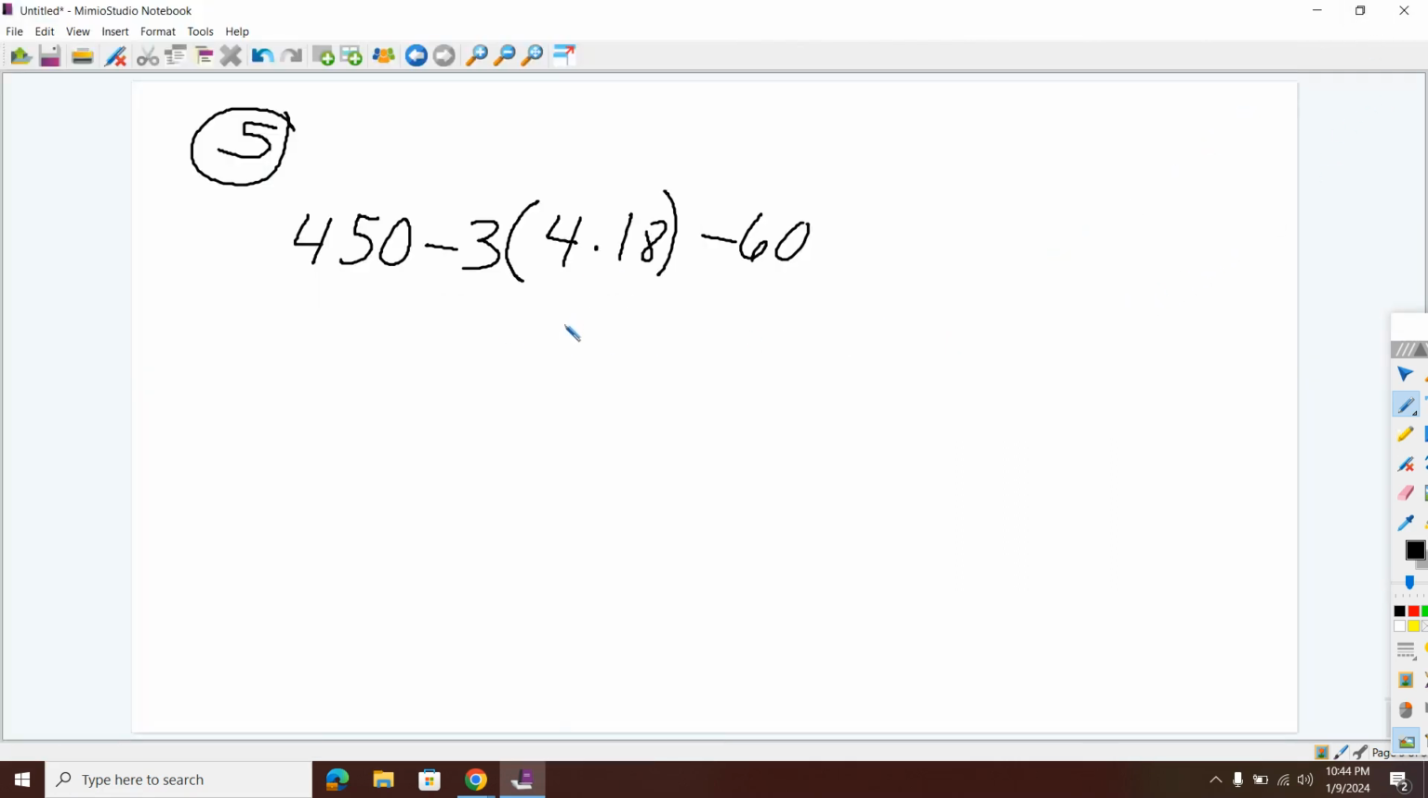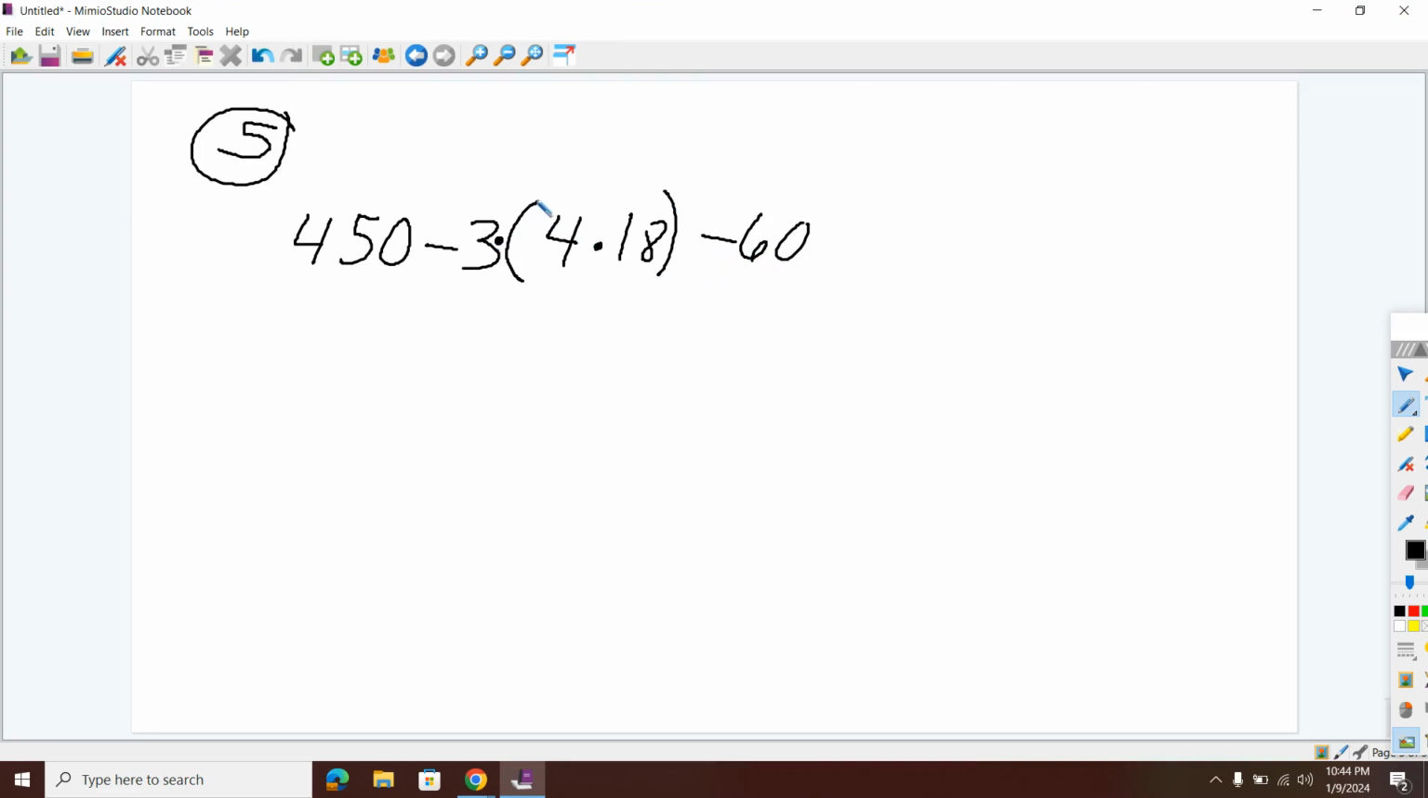That's the problem. Now here's the thing here. I need to remember that a number next to parentheses means times. So if I was you, I would already put a dot here. Because if you don't put a dot there, kids will get confused sometimes and forget that a number next to parentheses means times. Okay? So make sure that we put a dot there to remember that I need to multiply that. So this expression really reads like this: 450 minus 3 times 4 times 18, close parenthesis, minus 60.